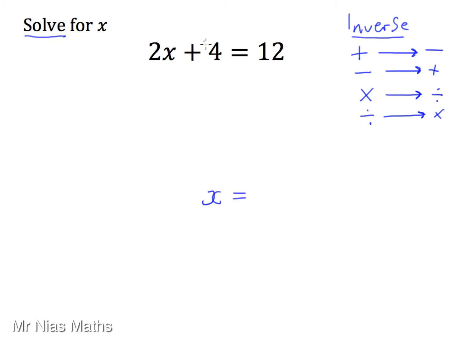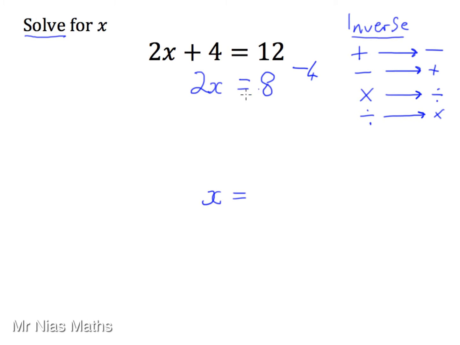First thing I want to get rid of is this plus 4. And once I've got rid of that plus 4, I'm going to have left 2x on this side of the equation. Now I've got to do the inverse of plus 4 to get rid of it. So on this side, I'm going to do take away 4. So 12 take away 4 is 8.